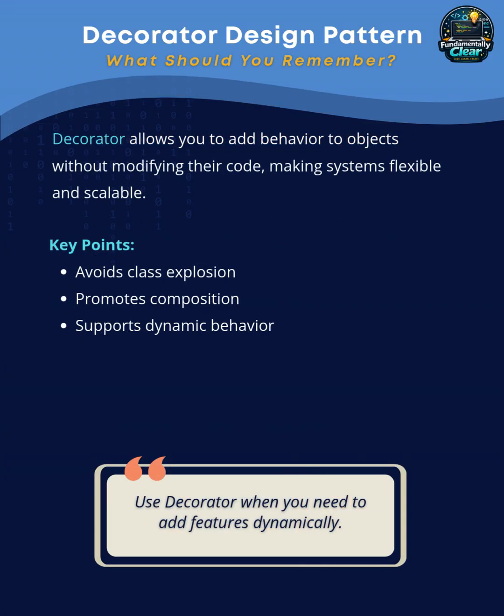So here's the takeaway. Decorator allows you to add behavior to objects without modifying their code, making your systems flexible and scalable. It avoids class explosion, promotes composition over inheritance, and supports truly dynamic behavior. Remember this formula. Decorator equals wrap plus extend behavior. That's a wrap on day 8.